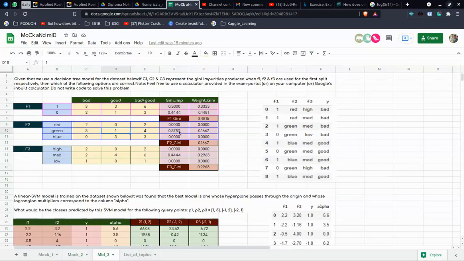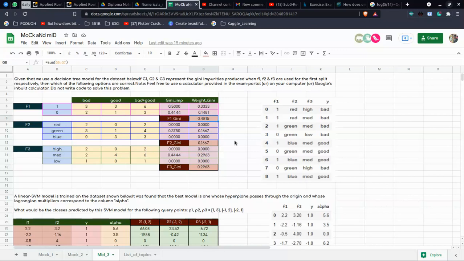So the impurity is 0.3750, and this is the weighted Gini: 4 divided by 9 times whatever impurity I am getting. So you calculate it for red, green, and blue, take the summation, and you get the Gini impurity for f2, which is called g2. So g1, g2, g3, you know.